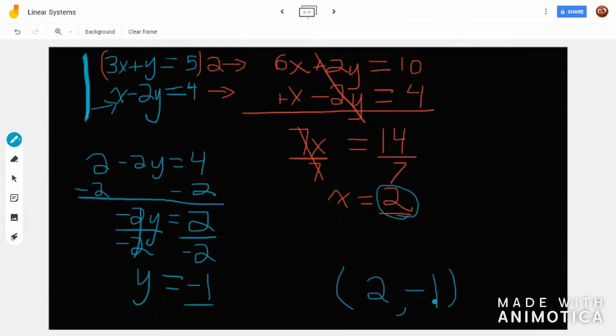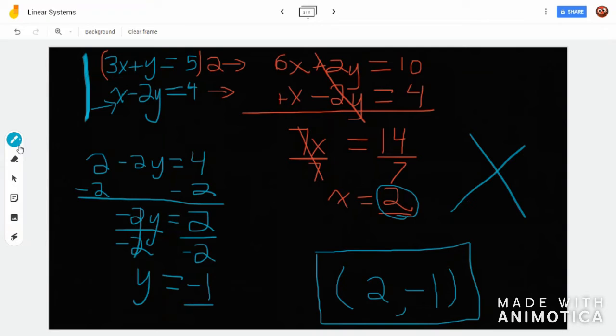The solution to this system is the coordinate point 2, negative 1. All right. And that, of course, is our one solution where these lines have crossed. There's an intersection. And right here would be our coordinate point 2, negative 1. All right. There's our one solution example. Let's move on.